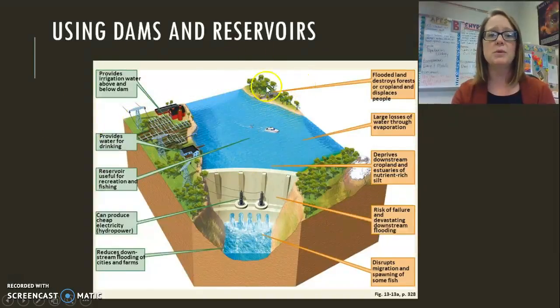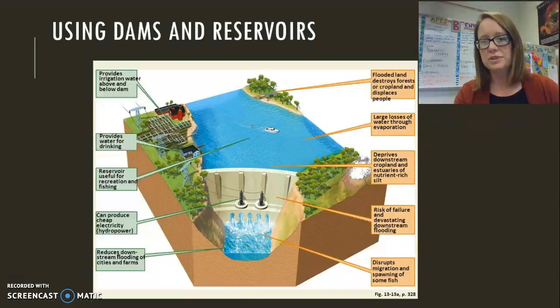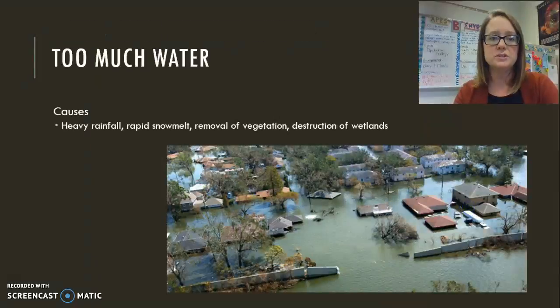We're now going to lose a lot of that water to evaporation. A lot of the sediments that used to move downstream are going to be blocked behind the dam, so that nutrient-rich silt is not going to reach those croplands and estuaries as it did in the past. If something happens to the dam, we can have catastrophic flooding downstream, and also it's going to disrupt migrations of fish.